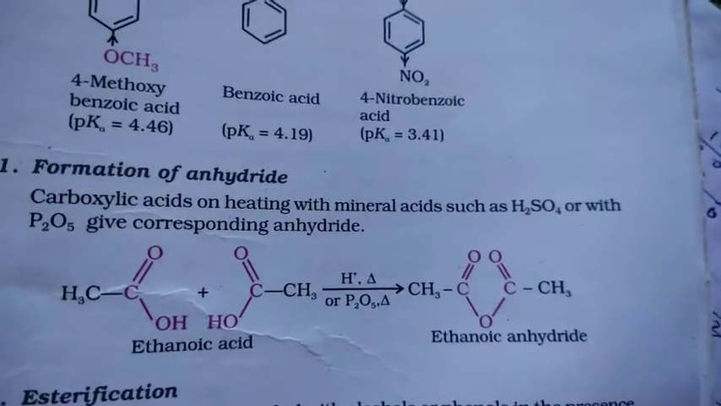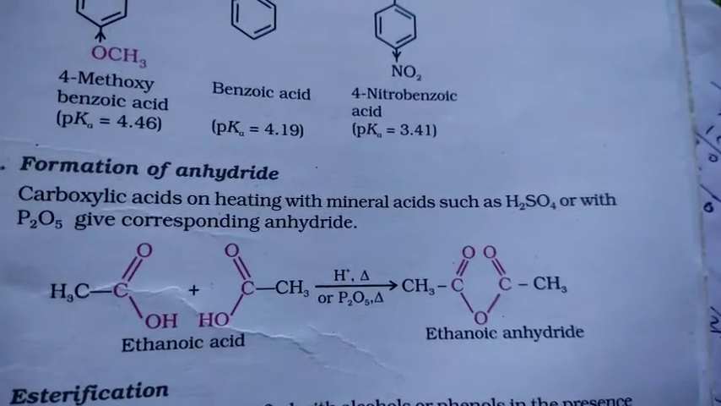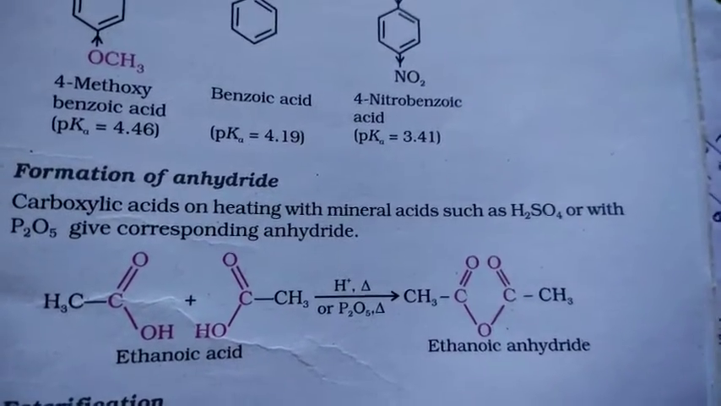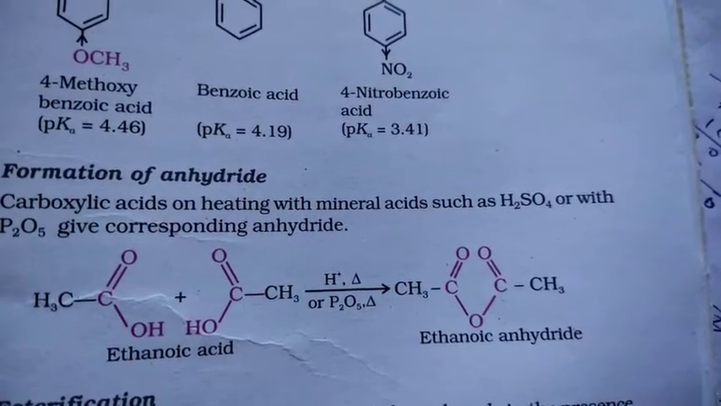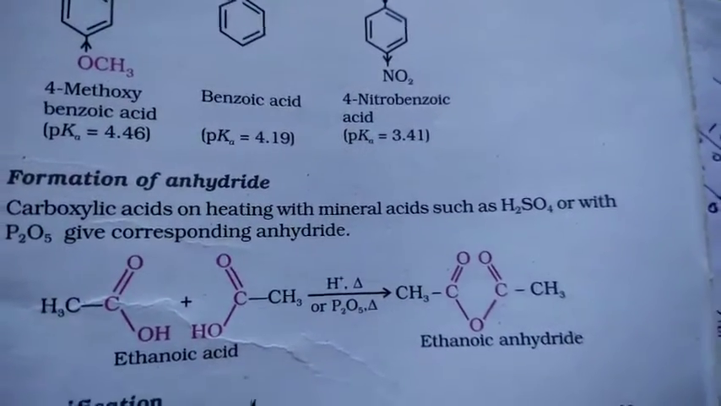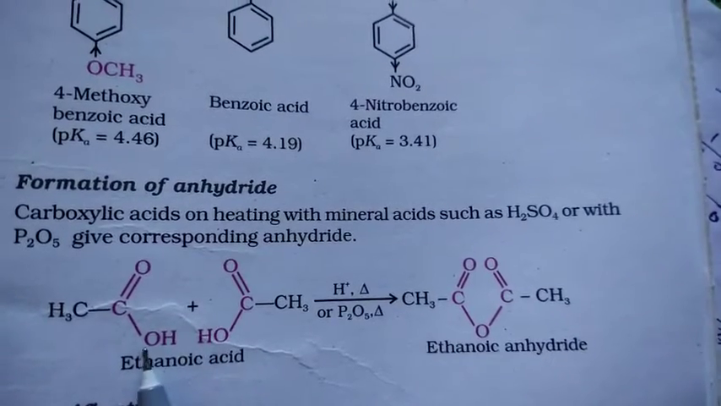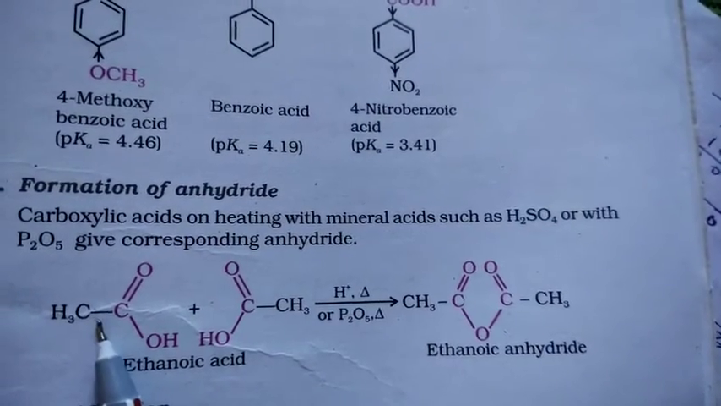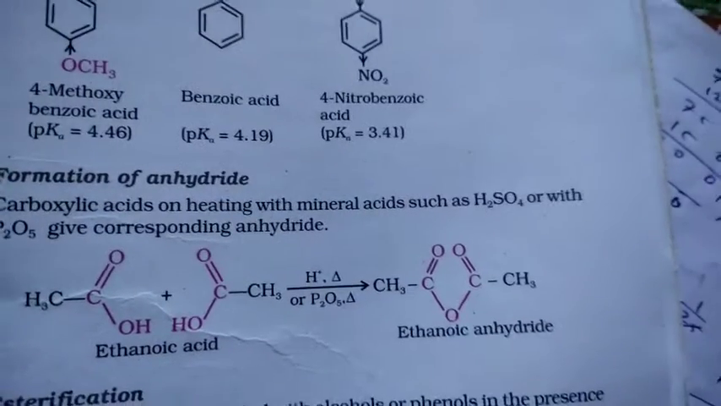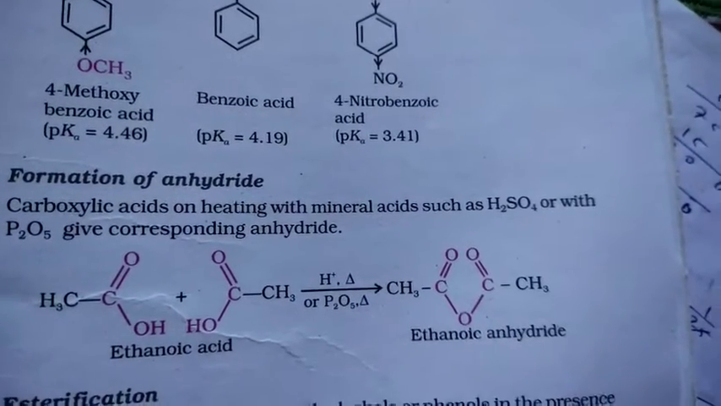The next reaction is formation of anhydride from carboxylic acids. So this is a preparation of anhydride, but it is a chemical property or chemical reaction of the acid. Now we have taken ethanoic acid. You don't have to get confused because of the structure, because the arrangement of the compound is done in such a way that it is better to explain it.